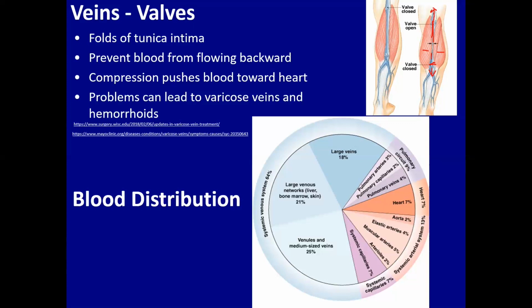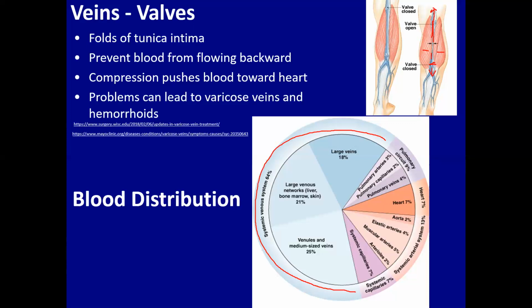So hemorrhoids can occur because someone is straining to defecate. So it's pushing a lot of blood into those tissues, and the valves will actually help the blood come back. But if you damage the valves, then you can have hemorrhoids from that. So there's a few different things that you can read in those links in regard to varicose veins.